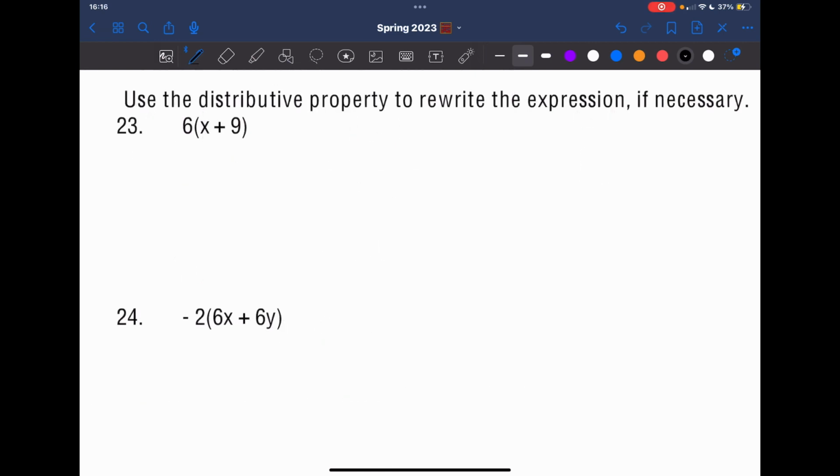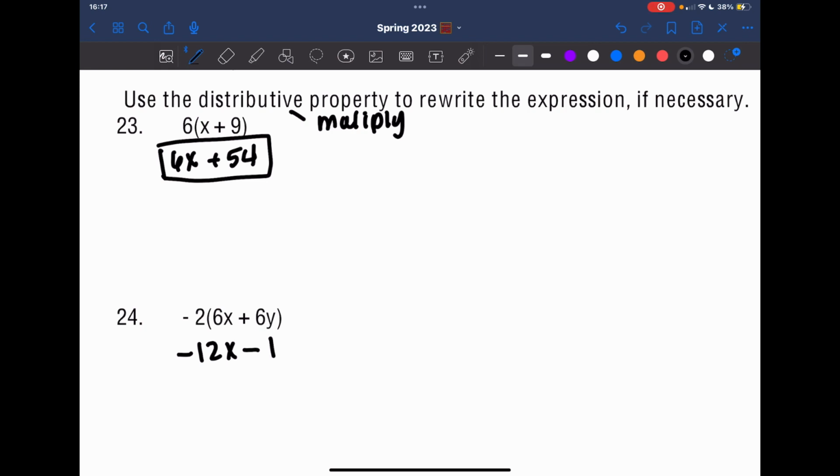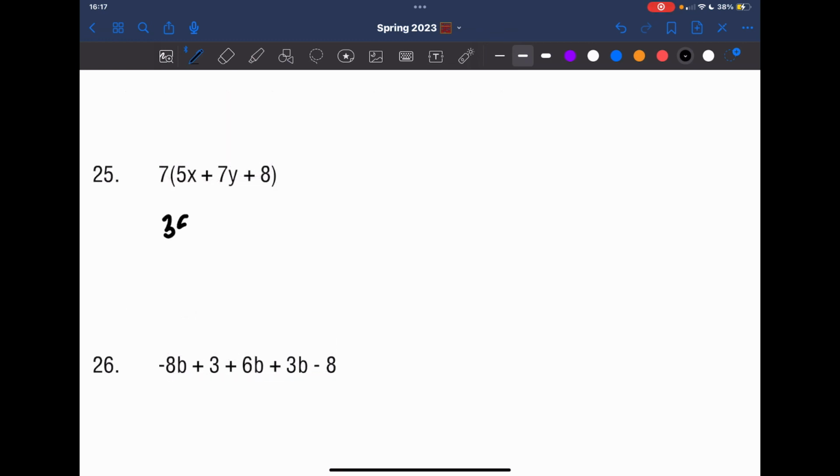And we're distributing into the parentheses, which means that we're going to multiply. So 6x is going to be 6x, and then 6 times 9 is going to be 54. Number 24, negative 2 times 6x is going to be negative 12x. Negative 2 times positive 6y is going to be negative 12y. Everything in the parentheses, I have 35x plus 49y plus 56.